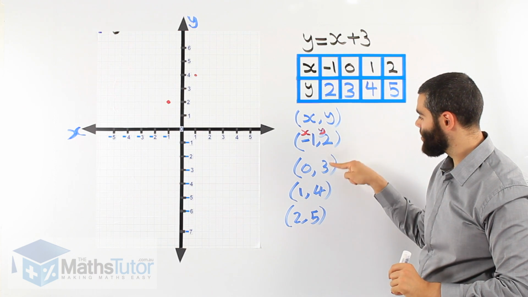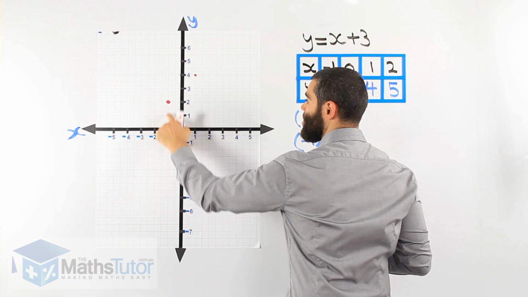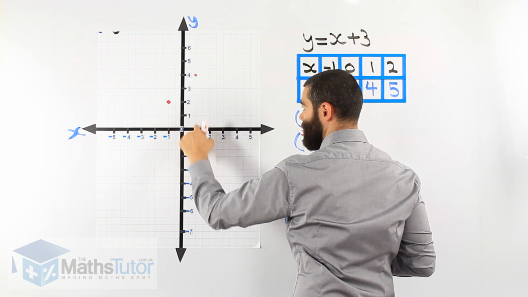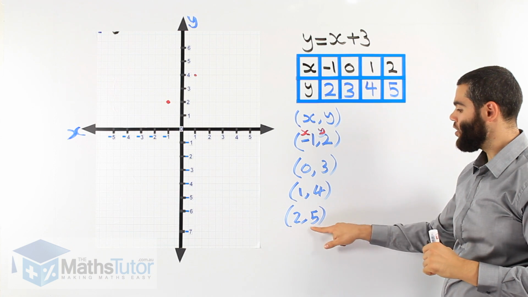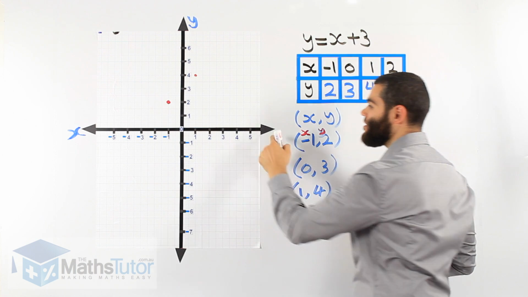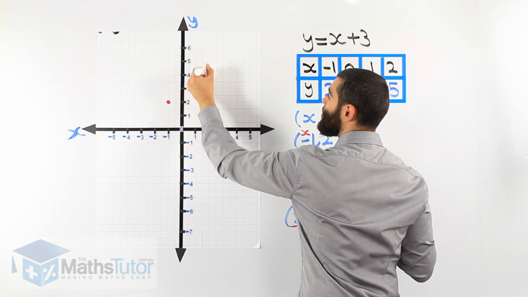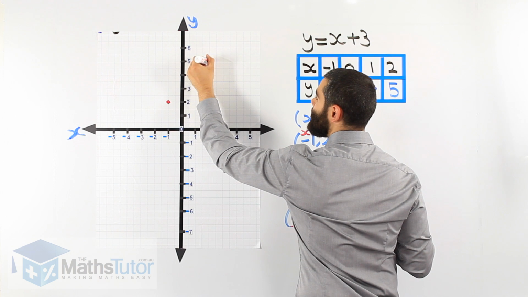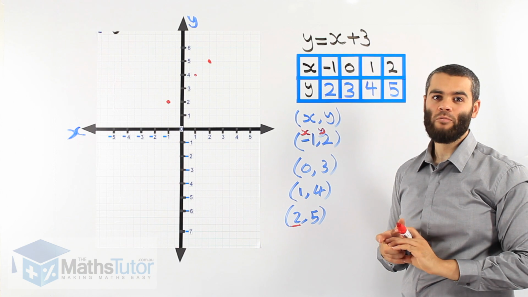In this case here, they're all positives, so we're going up. We said negative 1, 2, we went up. 0, 3, went up. 1, 4, we went up. So we start here and we go up in this case here. 2, 5. Where are we going to start? At the x-axis, at the point 2, and 5. 2, 5. Where is it? It's there. We make sure we always double check. There it is.